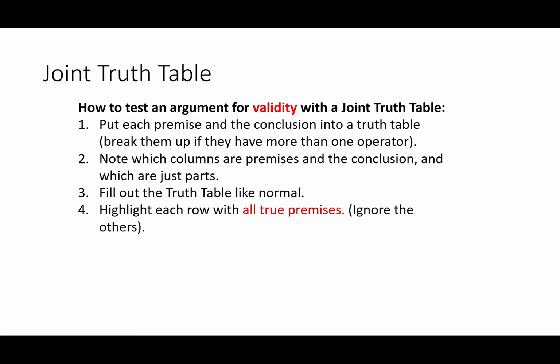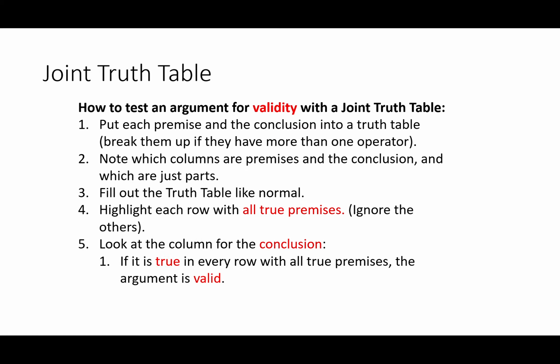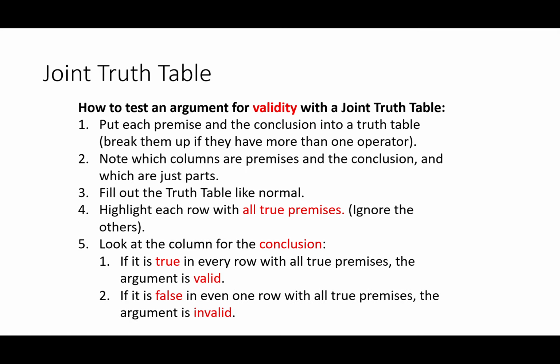Step 4 is where it gets different. Highlight each row with all true premises. You can now ignore the other rows. Look at the only column for the conclusion. If it is true in every row with all true premises, remember, you're forgetting about the others, the argument is valid. If it is false in even one row with all true premises, the argument is invalid.